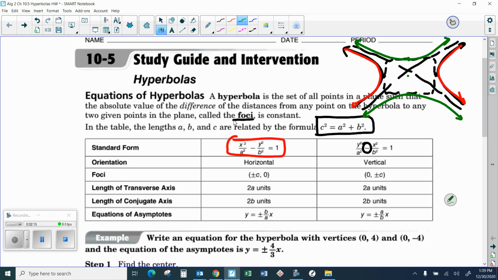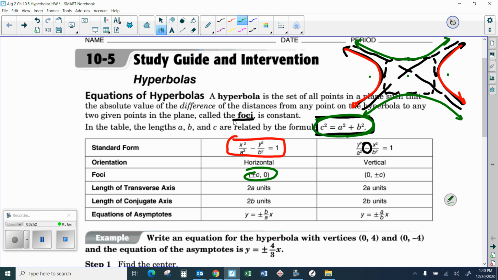Orientation is either horizontal or vertical. Foci: plus or minus c, comma 0. That's again because there's no shift. There's no h. Should have that h and k there. I don't know why they didn't put that in there. So we're starting from 0, 0, the origin. You wonder what c is. Again, it's right back up here. C squared is a squared plus b squared, so I have to take the square root of both sides afterwards to get the c. Now, if you think of these as two parabolas, remember the foci is always inside the parabola. So it'd be there and there if we're talking about the red ones.